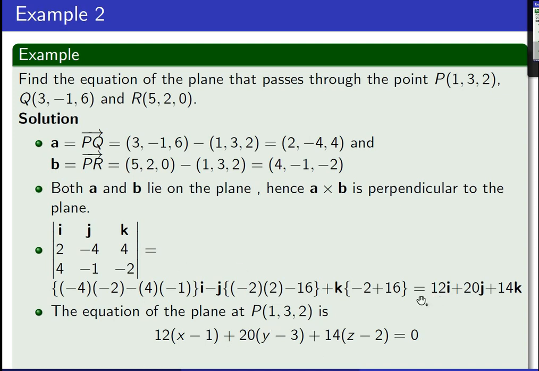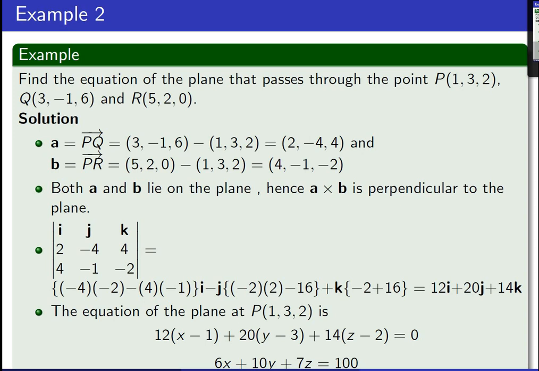So obviously our cross product is a norm, right? Which is 12, 20, 14. And our initial point is P, which is 1, 3, 2. So the equation of the plane, as you already know by definition, will be 12 times x minus 1 plus 20 times y minus 3 plus 14 times z minus 2. And then we'll multiply everything out to get this.